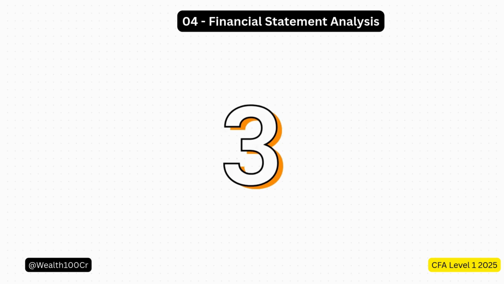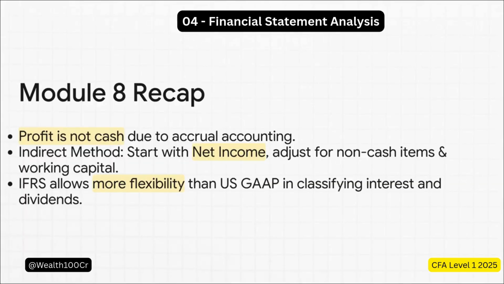Okay, before we wrap up, let's boil this all down to the 3 things you absolutely have to walk away with from this module. Number 1, profit is not cash. Never, ever forget that. Number 2, know the indirect method cold. Start with net income, add back non-cash charges, and adjust for working capital changes. And number 3, know those IFRS versus GAAP differences, especially around interest and dividends. I can almost guarantee you'll see a question on that.